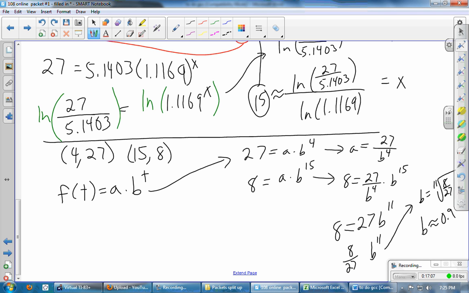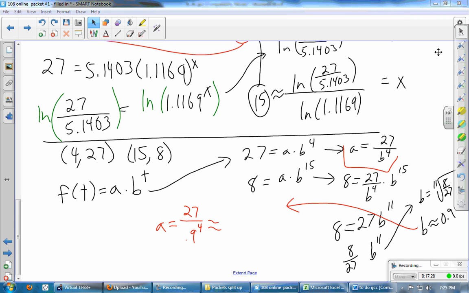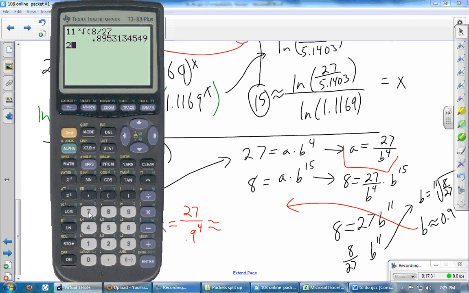Okay, and all that's left to do now is to go back and find the value of a. So we'll take that and come back over here, and we're going to use the equation that says a equals 27 over b to the 4. b is 0.9, roughly. So we'll type this into the calculator. We go 27 divided by, but instead of typing 0.9, which is rounded, just do second answer. And that's supposed to be raised to the 4th power. About 42.